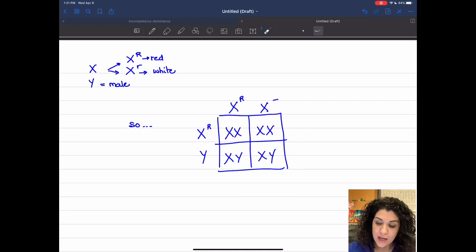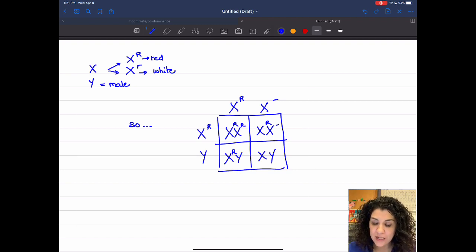All right, so then let's look at what happens with our letters, okay? Because we do have our X's and Y's, but what about our superscripts? So here I have a red-eyed female. Here I have a red-eyed female. I'm just gonna leave that other one blank. I know I have red. Here I have a red-eyed male.